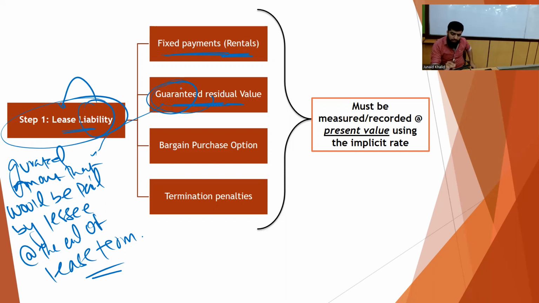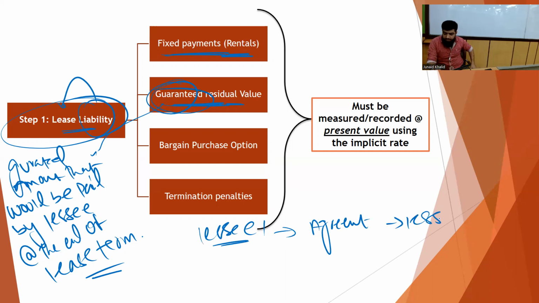That is known as what? A guaranteed residual value. So if the lessee has an agreement with the lessor, and in that agreement, the lessee committed that yes, at the end of the lease term, I would pay the guaranteed residual value, GRV. It means now the lessee has an obligation to pay that amount at the end of the lease term.